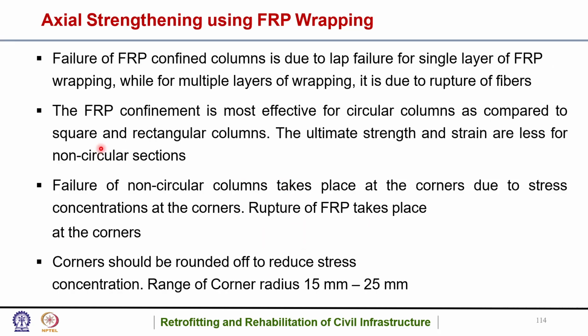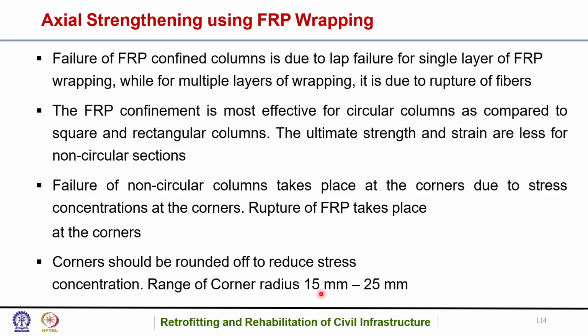Failure of FRP confined columns is due to lap failure for a single layer of FRP wrapping, while for multiple layers of wrapping it is due to rupture of fibers. The FRP confinement is most effective for circular columns as compared to square and rectangular columns. The ultimate strength and strain are less for non-circular sections. Failure of non-circular columns takes place at the corners due to stress concentrations at the corners. Rupture of FRP takes place at the corners. So corners should be rounded off to reduce stress concentration.